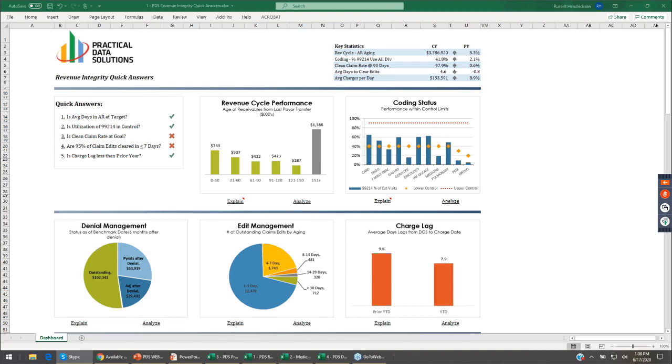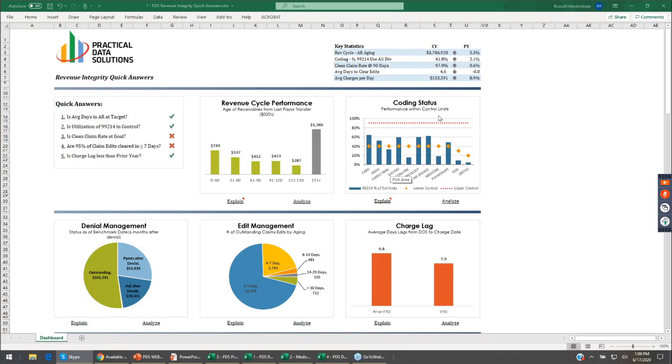So, for example, during the pandemic, we could see something like we really have revenue cycle performance issues. Our aged AR could be going through the roof because people working from home haven't been as productive, or we've had to furlough some staff, something like that. And we need to make sure that we get that back under control. Our coding status with telehealth could have changed, and we need to be able to see that.